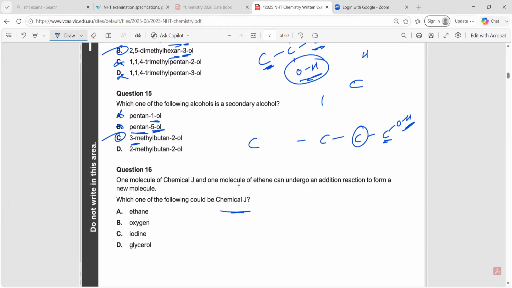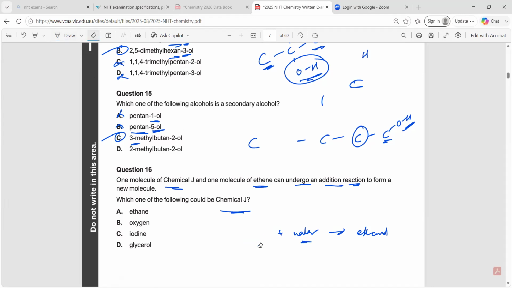So, one molecule of chemical J and one molecule of ethene can undergo an addition reaction to form a new molecule. Which one of the following could be chemical J? So the one that comes to mind normally is ethene and water, right? To form ethanol. But water is not one of the ones here. So the reason why ethene would undergo an addition reaction is because we want something that can actually break up that double bond.